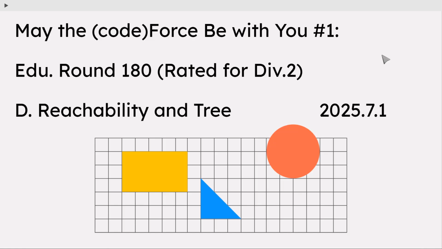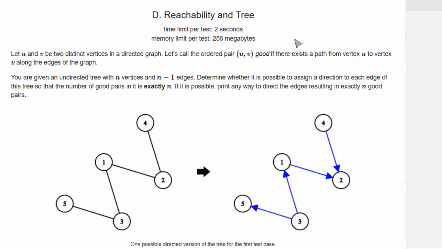Today we'll be looking at the recent Educational Round 180, rated for Division 2, and we're looking specifically at its question D, which is Reachability and Tree. This is 2025, 1st of July, by the way. In case you're reading this in the future, hello from the distant past, and let's begin.